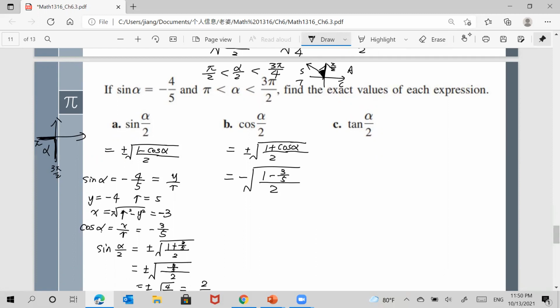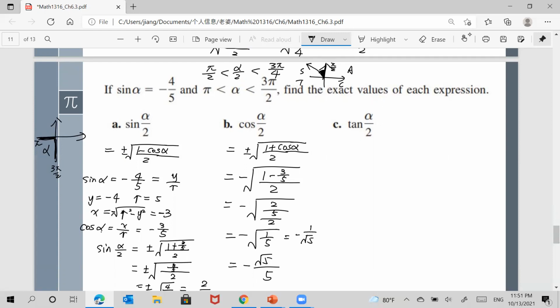So combine these two terms. That's 5 over 5 minus 3 over 5. That's 2 over 5 divided by 2. That's negative 1 over 5. That's negative square root of 1 over 5. So this one is negative 1 over square root of 5. So rationalize this term, we got this. This is the way we find the cosine alpha over 2. How about the tangent alpha over 2?